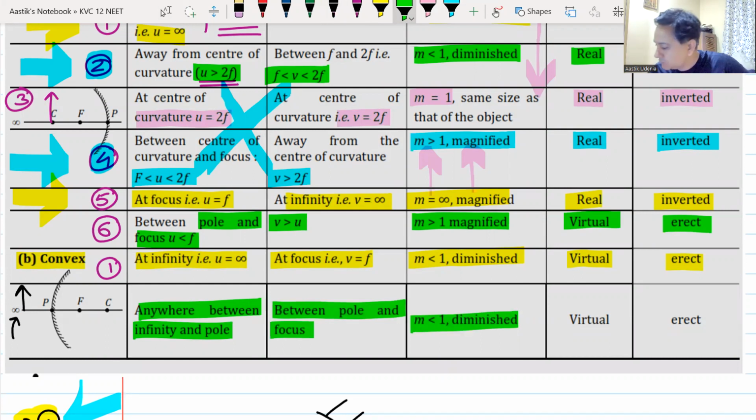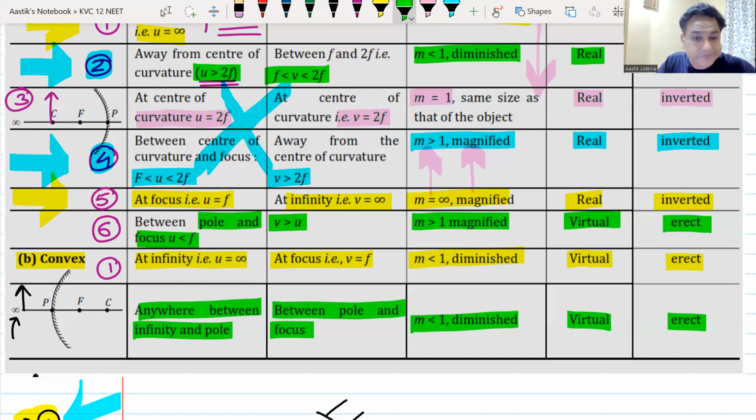Diminished, virtual and erect image would be formed. If you place the object anywhere else, the image is always formed between the pole and the focus. It is diminished and it is virtual. Since it is virtual, it has to be an erect image. Do you understand this?